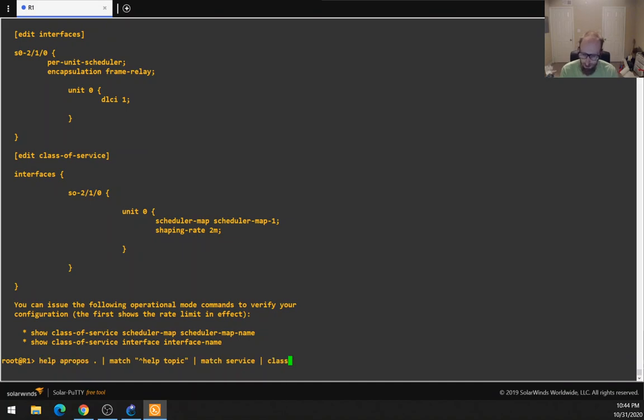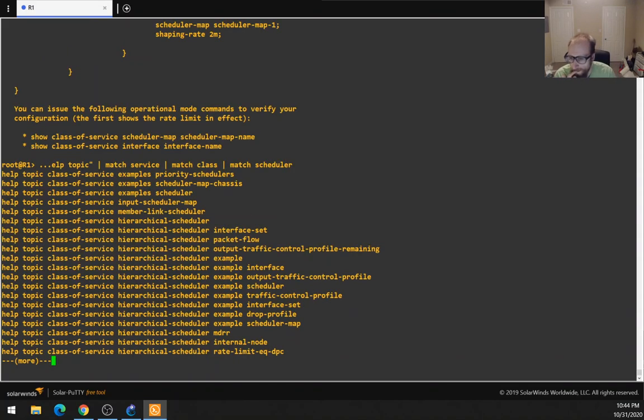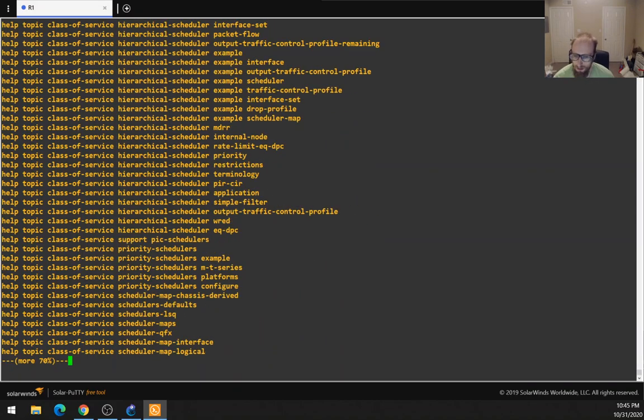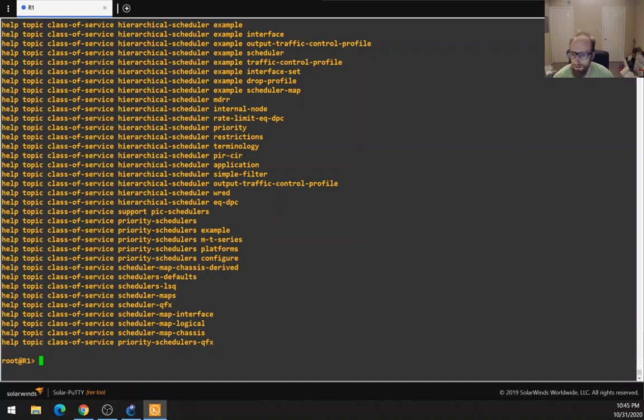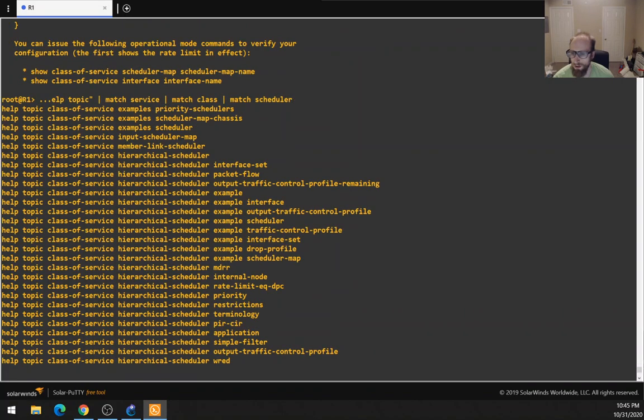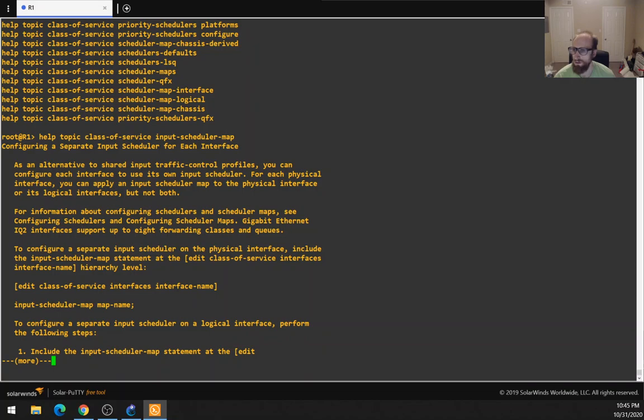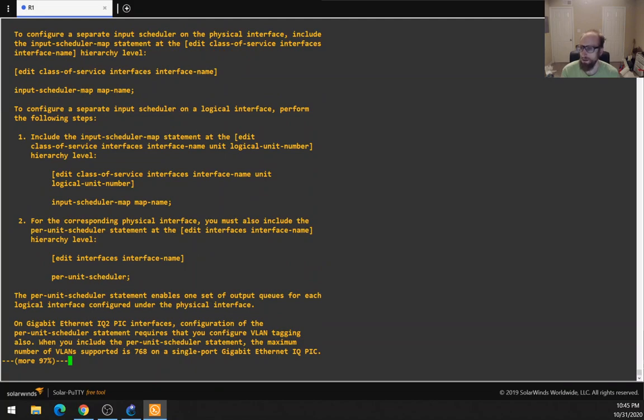Let's do a match on scheduler. So we can do this and then match scheduler. Here we go. So we've got all sorts of stuff for scheduler. So I think this input scheduler map is going to be key. We've got priority schedulers, hierarchical scheduler, and input scheduler. Got all sorts of different kinds of schedulers. Alright, that one doesn't look so good.